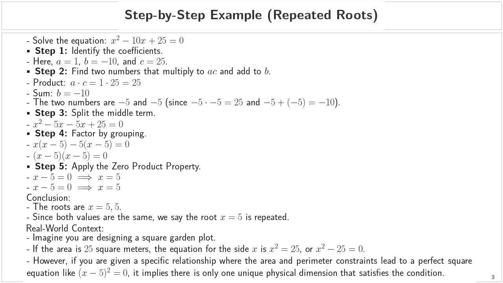However, in more complex design problems, where area and perimeter constraints are linked, you might end up with a perfect square equation like the quantity x minus 5 squared equals 0. In such a case, it implies there is only one unique physical dimension for the side of your garden that satisfies all your specific constraints.